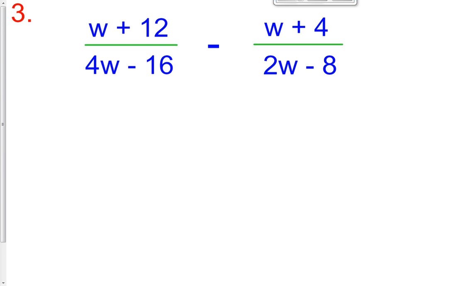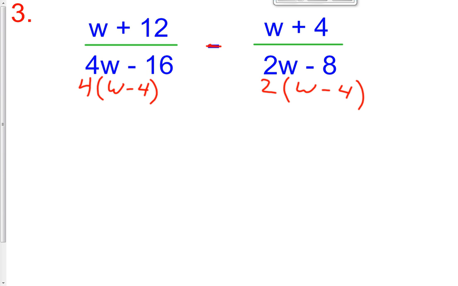So knowing that, let's start off with this one. If we're looking at this, we're subtracting, so we have to get common denominators. And 4w minus 16 and 2w minus 8 clearly are not the same denominator. So what we're going to do here is let's find its factors. So we're going to take out a GCF in the denominator. 4 times the quantity w minus 4. Let's take out a GCF over here. It's 2 times the quantity w minus 4.